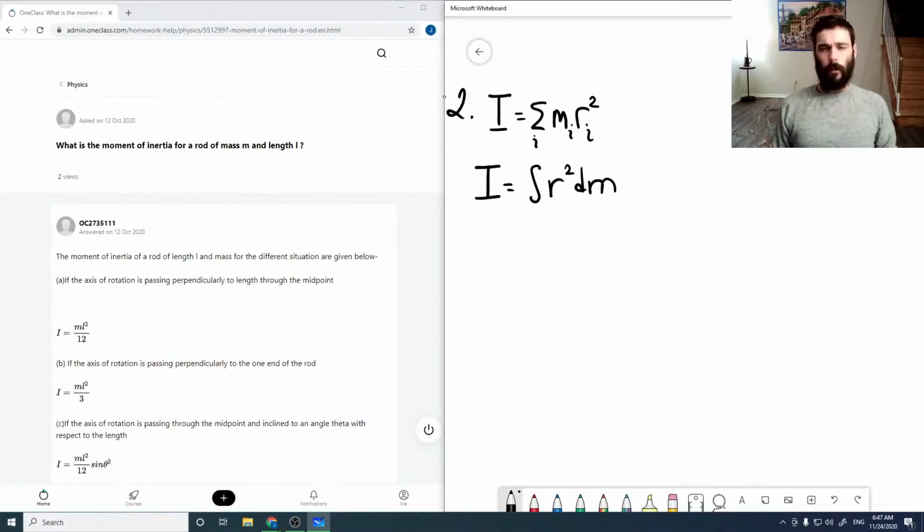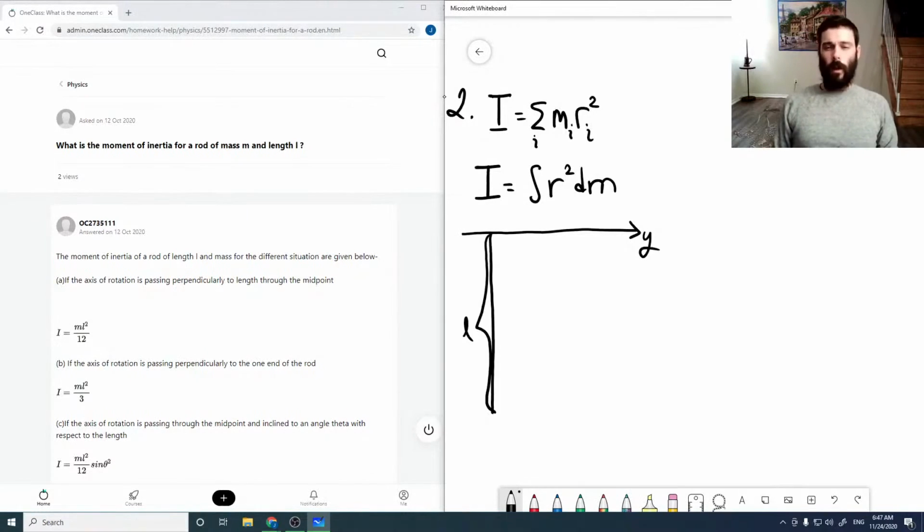So if we set it up now, we're going to put our moment here, and I'm just going to call that y. And I'm going to put my rod extending down this way. So the rod is length L, and its total mass is m. I'm representing the rod as essentially a one-dimensional object, so it just goes in one line.